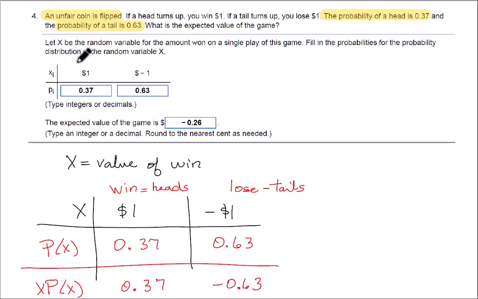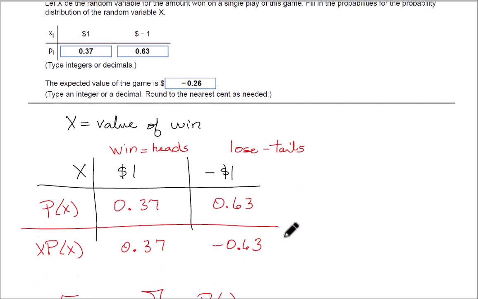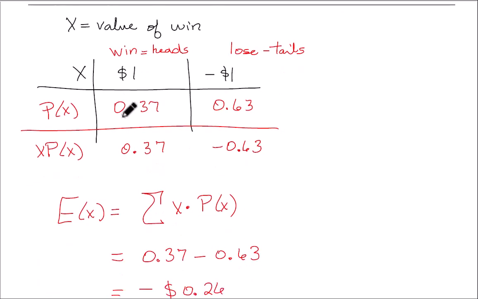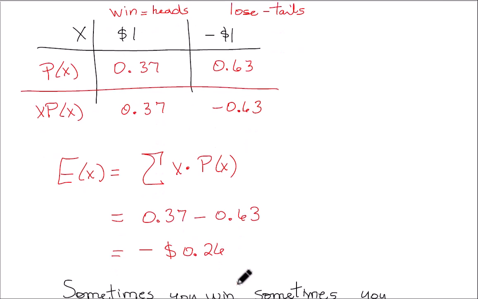So what's the probability that I win? Okay, if I win, that's the probability of heads, which is 0.37. If I lose, I lose $1. And the probability of losing, which is getting a tails, is 0.63. So if I find my expected value, it's the value of x times the probability. Got that? Add them all up. So it's 0.37 minus 0.63. So minus 0.26. So sometimes we win $1, sometimes we lose $1. On the average, we're going to lose 26 cents.